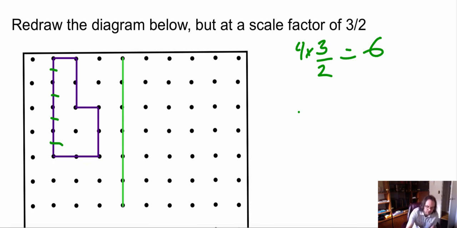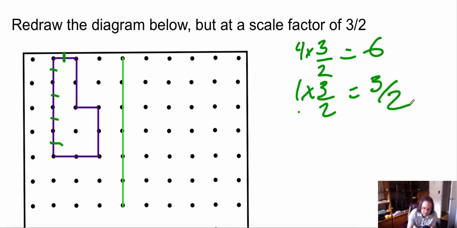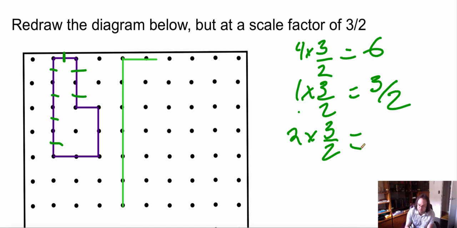Now, let's try this top piece here. That's 1. So we're going 1 times 3 over 2 is 1.5. So in the top one, I'm going to have to go over 1.5. So I'm going to go 1.5. Now we're going to try this line here. We have 1, 2. So we're going to go 2 times 3 over 2. This is going to give me a total of 3. So I'm going to go down 3.